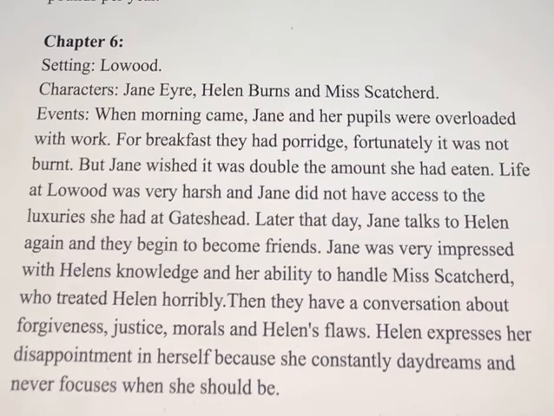Chapter 6. So one morning came, Jane and her pupils were overloaded with work. For breakfast they had porridge. Fortunately it wasn't burnt, but Jane wished it was double the amount that she had eaten.